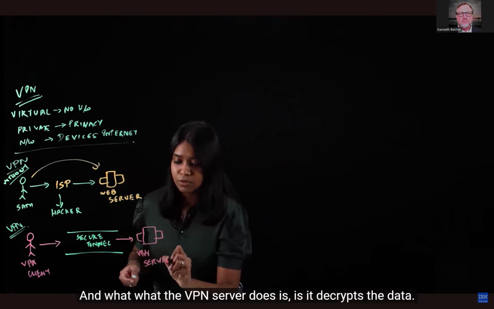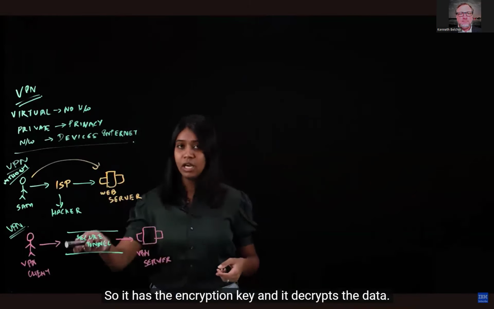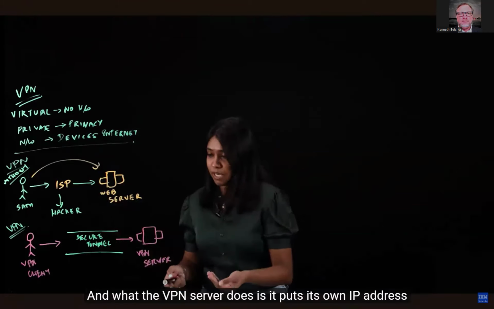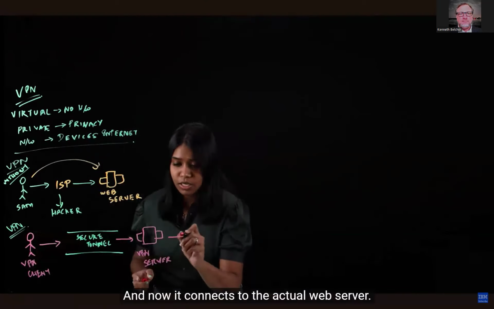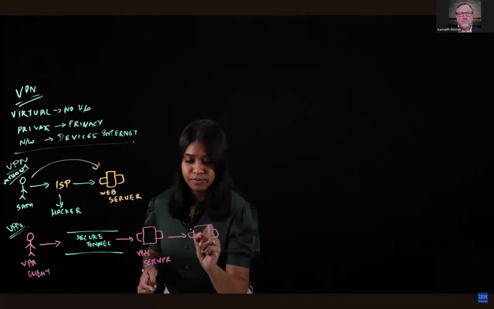And what the VPN server does is it decrypts the data. It has the encryption key and it decrypts the data. And the VPN server puts its own IP address in the place of Sam's IP address. And now it connects to the actual web server.